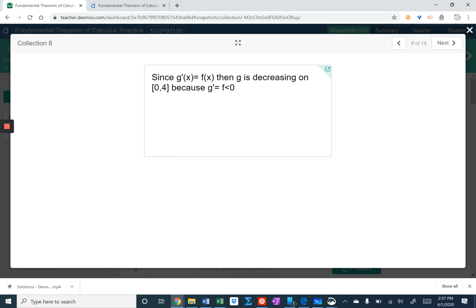And here's an answer from one of your classmates. Since g prime of x is equal to f of x, then g is decreasing on (0, 4) because g prime, which is f, is less than 0. Simply stated, and we'll get full credit.